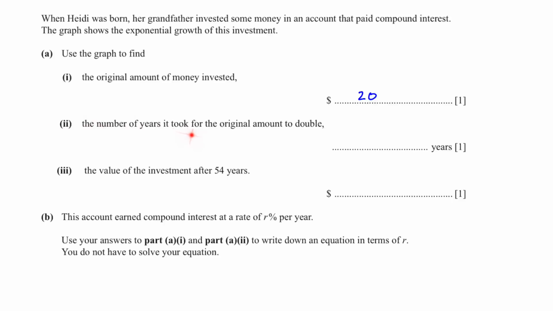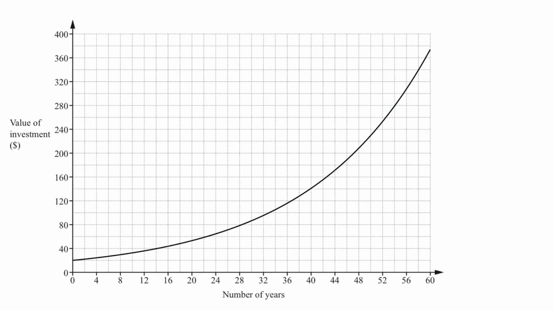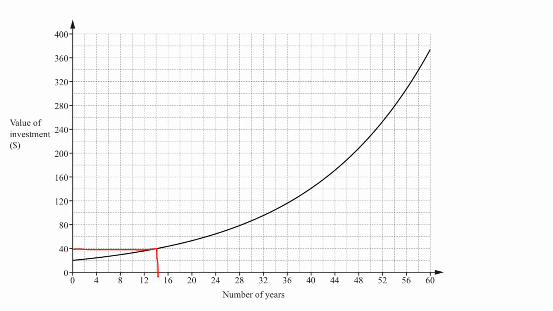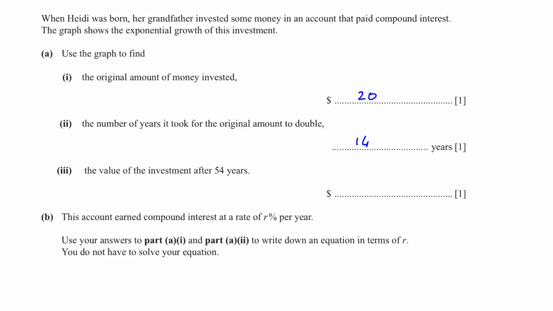A2, the number of years it took for the original amount to double. So the original amount is 20 and it doubled. It means 40. How many years did it take? It took 14 years. Next question, A3, the value of the investment after 54 years. 54 years is this one. We'll just go up, mark the point and find the value of investment, which is $280.